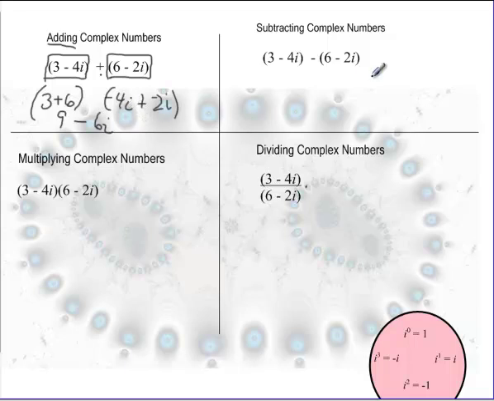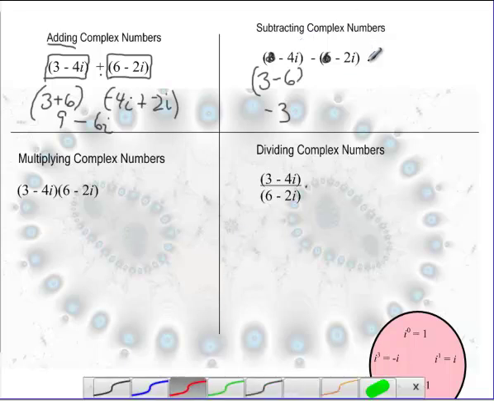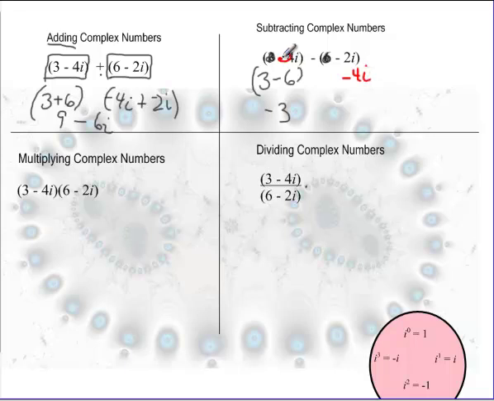If you're subtracting complex numbers, it's the same way. We'll look at the real parts. 3, take away 6. That gets me a real part of negative 3. And now let's do the imaginary parts. So the imaginary part is a negative 4. Take away a negative 2. So that imaginary part ends up being negative 6i. And there's my new complex number, negative 3 minus 6i. So you get it.